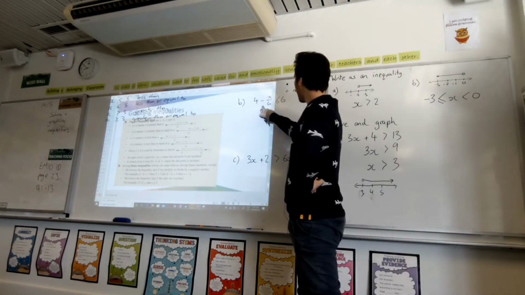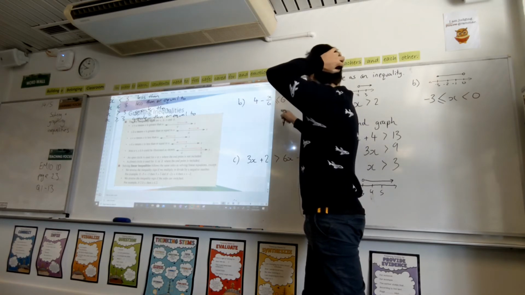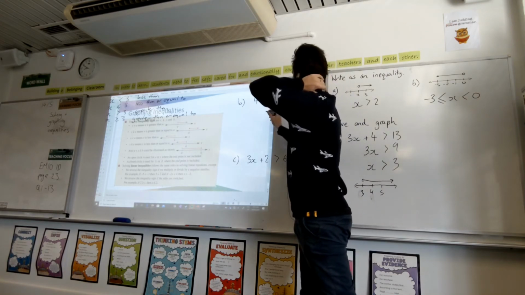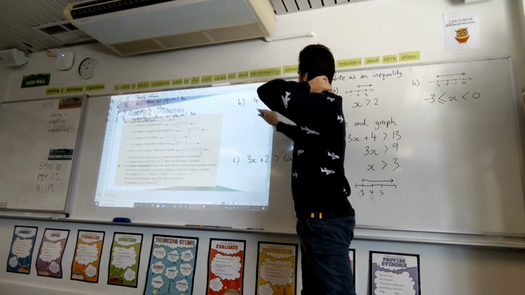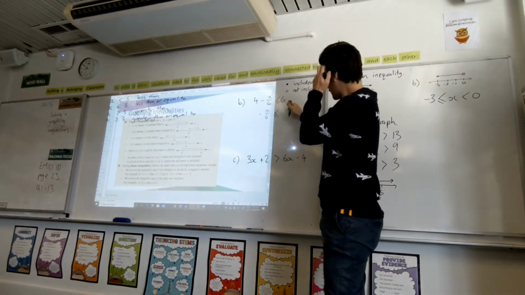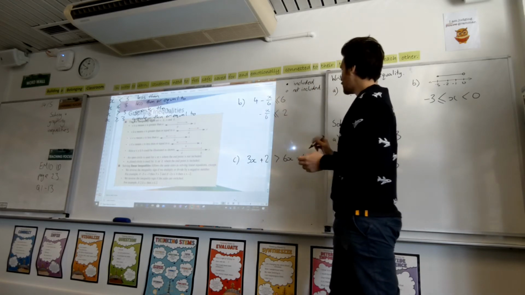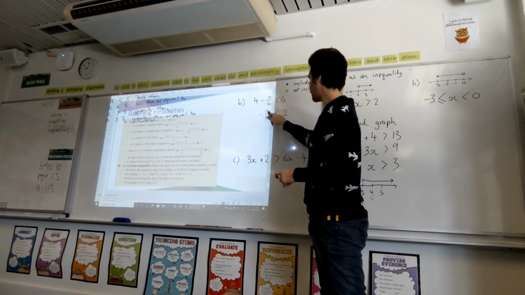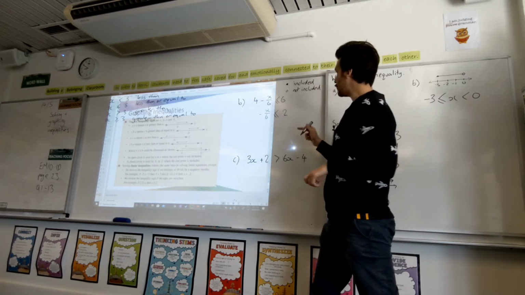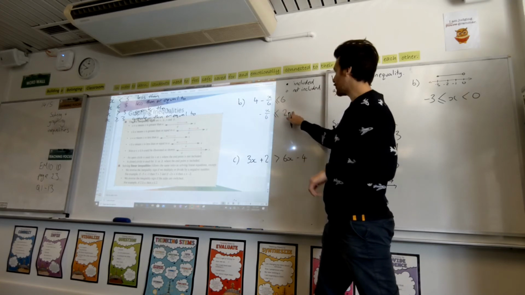So 4 take away x over 6 is greater than or equal to 6. So we'll start off for this one by taking 4 away from both sides. So we've got negative x over 6. And I've taken 4 away from both sides, which is why that's disappeared. 6 take away 4 is 2. Okay, so now to get rid of the negative x over 6, what I'm going to have to do is multiply it by 6 to get it on this side as well.